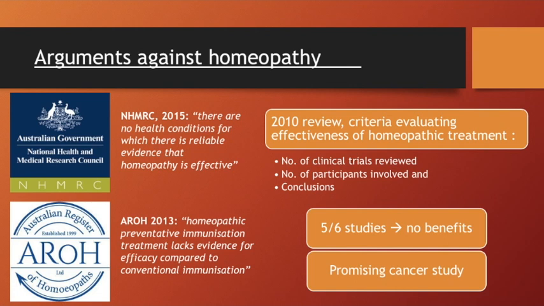Furthermore, in 2015, the NHMRC stated that there are no health conditions for which there is reliable evidence that homeopathy is effective. Additionally, in 2013, Australian Register of Homeopaths made a public statement acknowledging that homeopathic preventative immunisation treatment lacks evidence for efficacy compared to conventional immunisation.